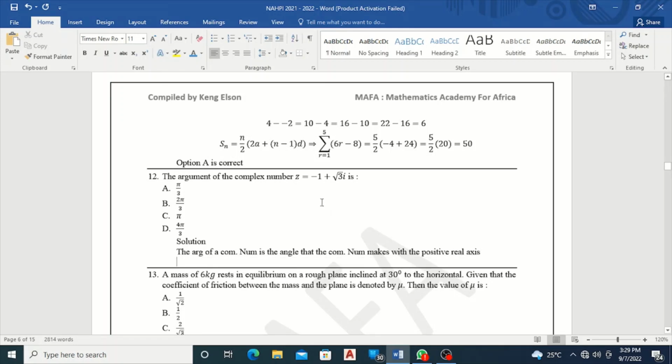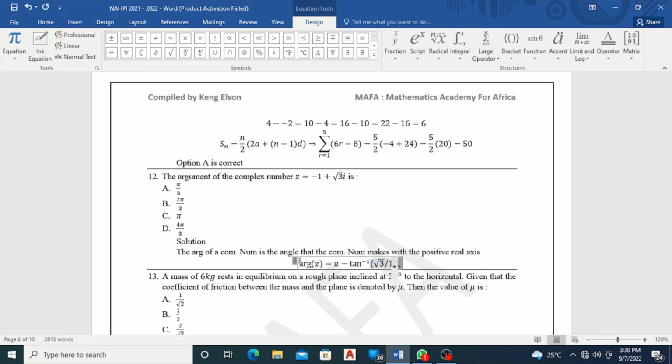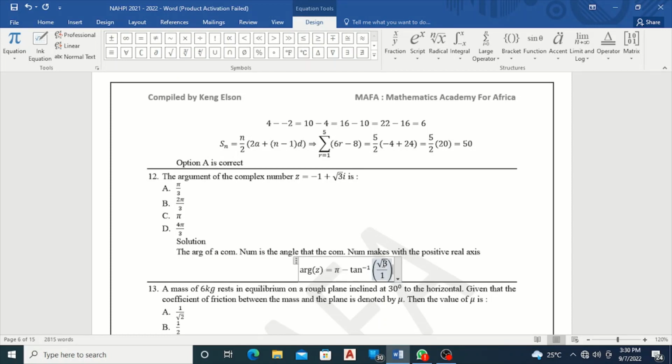So first of all, to find the argument, we need to plot the complex number. Now this complex number belongs to which quadrant? We see that the real part is negative and the imaginary part is positive, so it belongs to the second quadrant. And in the second quadrant, the argument is pi minus tan inverse of the imaginary part divided by the real part, taking absolute values. So here you have root 3 divided by 1. Remember, I'm not taking the negative because I talked of absolute values when you're doing that.